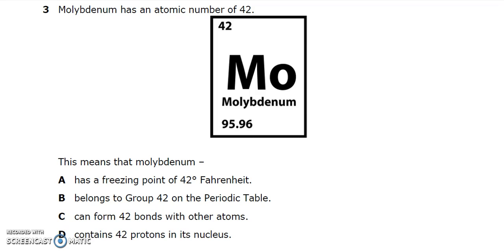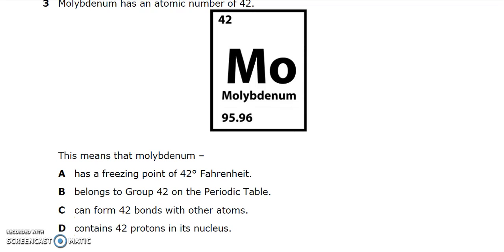Molybdenum has an atomic number of 42. This means that molybdenum A has a freezing point of 42 Fahrenheit, B belongs to group 42 on the periodic table, C can form 42 bonds with other atoms, or D contains 42 protons in its nucleus.